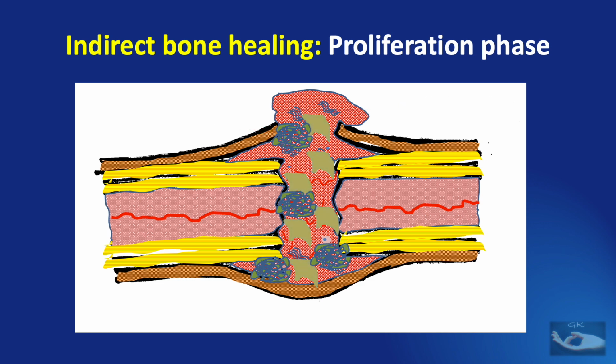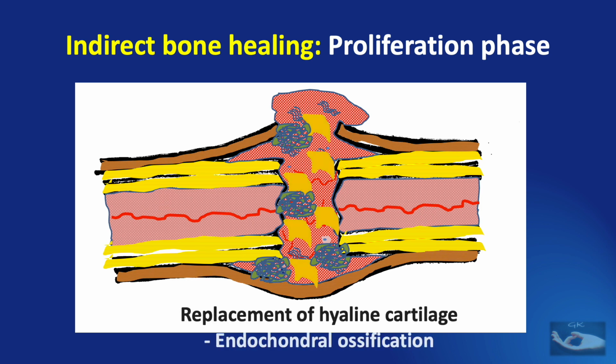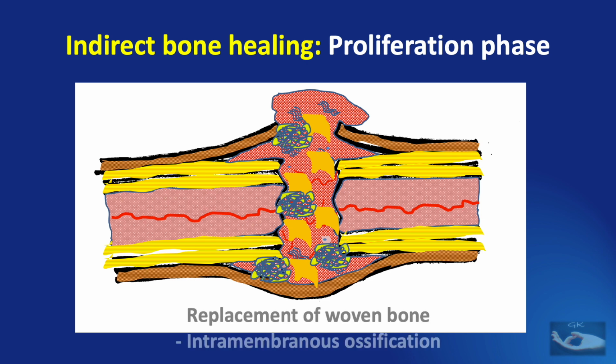This involves two processes. The cartilaginous callus begins to undergo endochondral ossification. The cartilaginous callus is resorbed and begins to calcify. The process of woven bone being laid down subperiosteally continues by the process of intramembranous ossification.